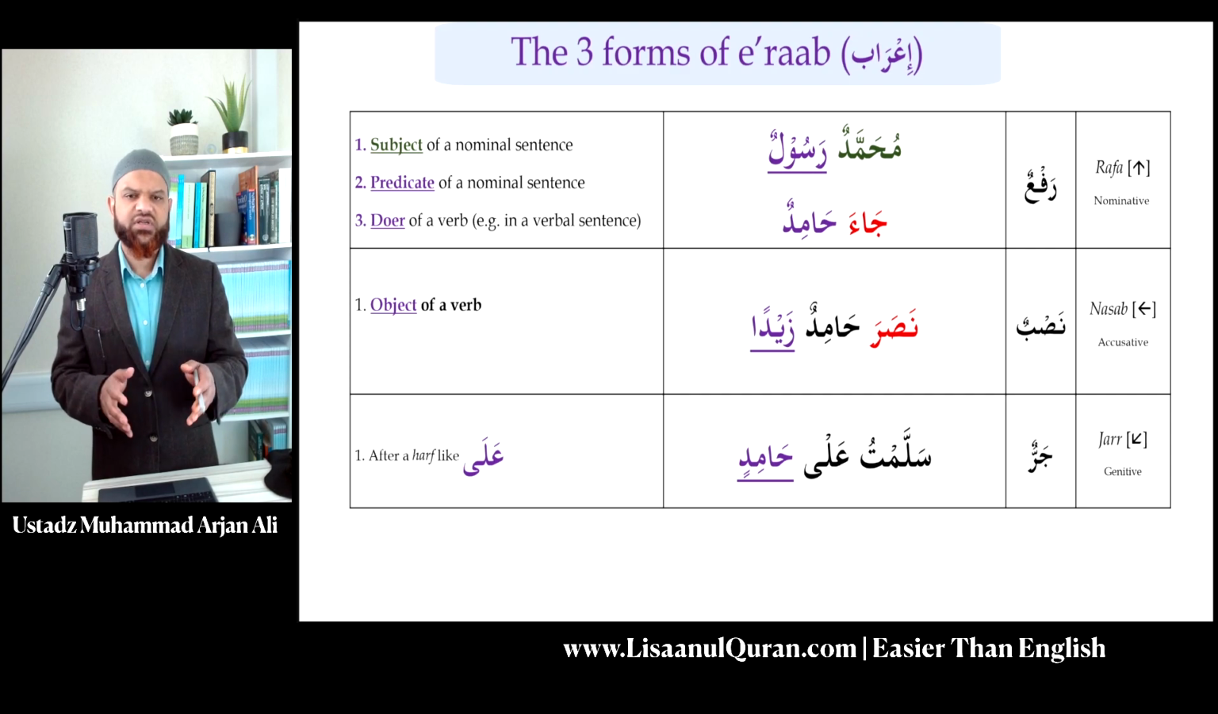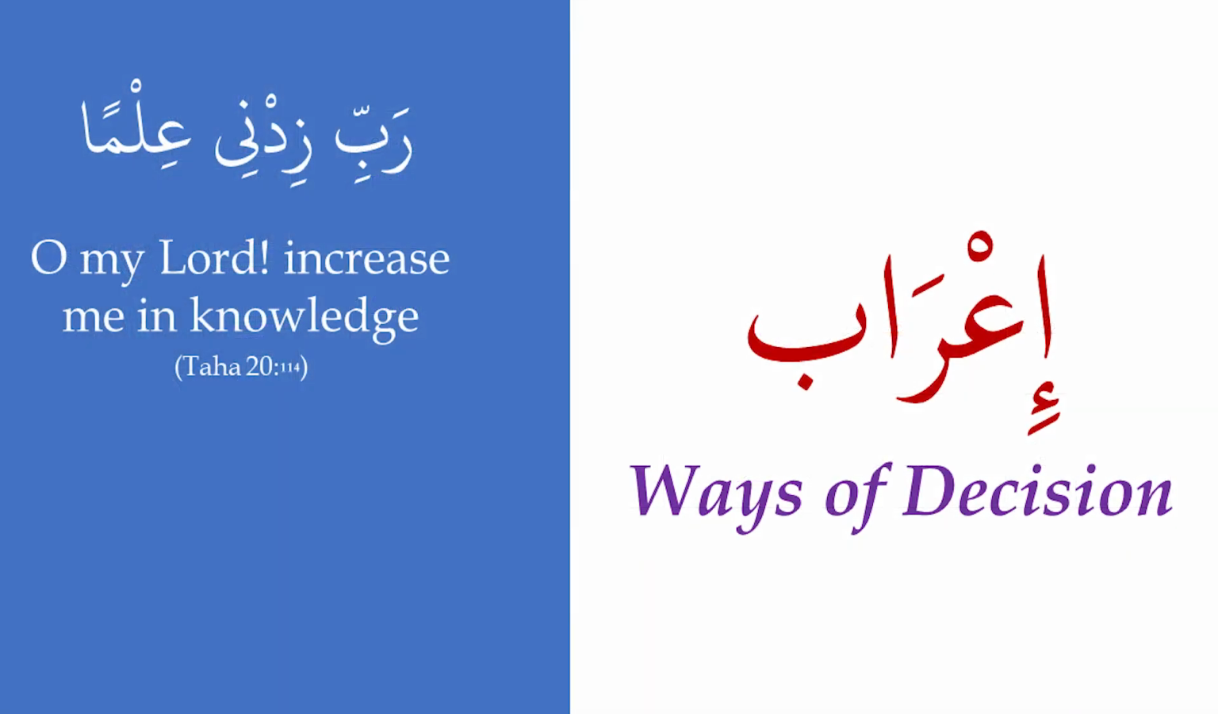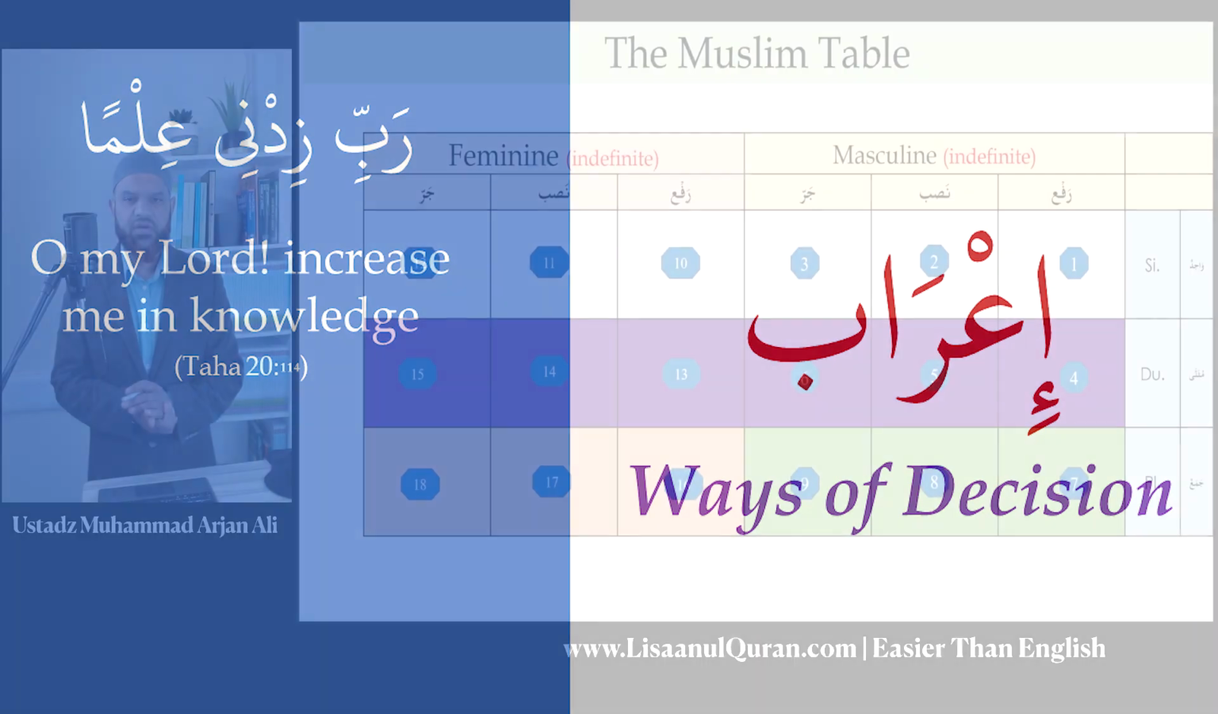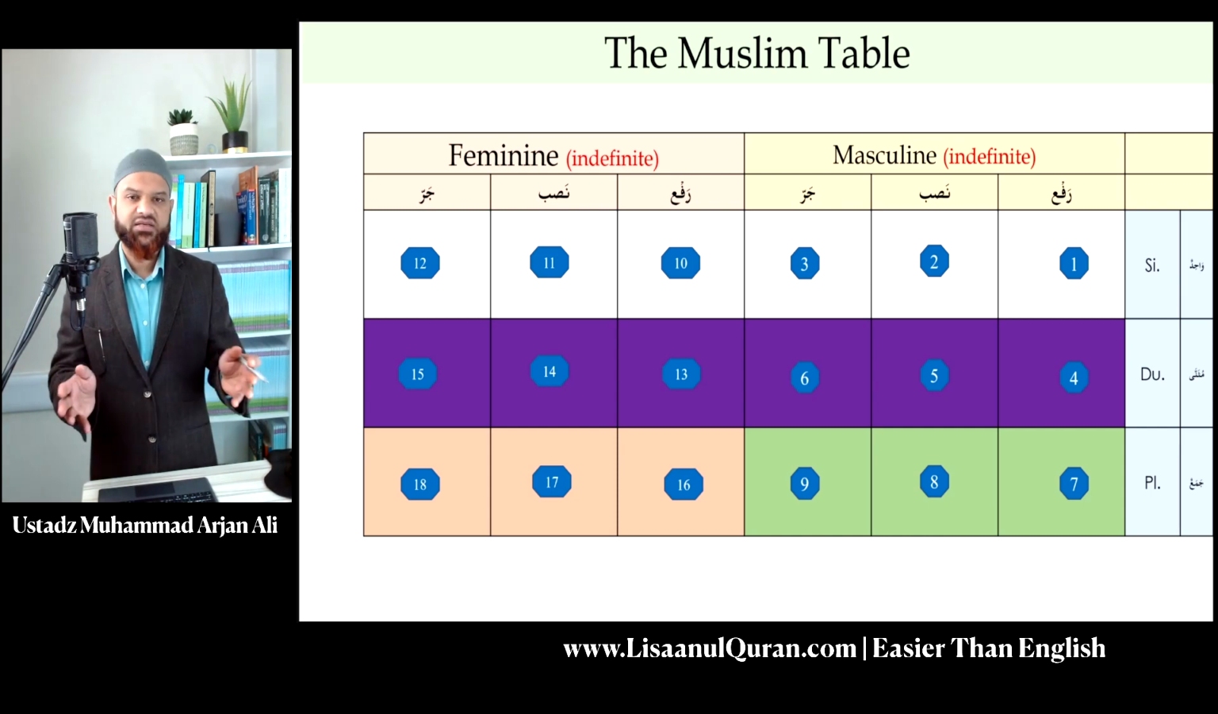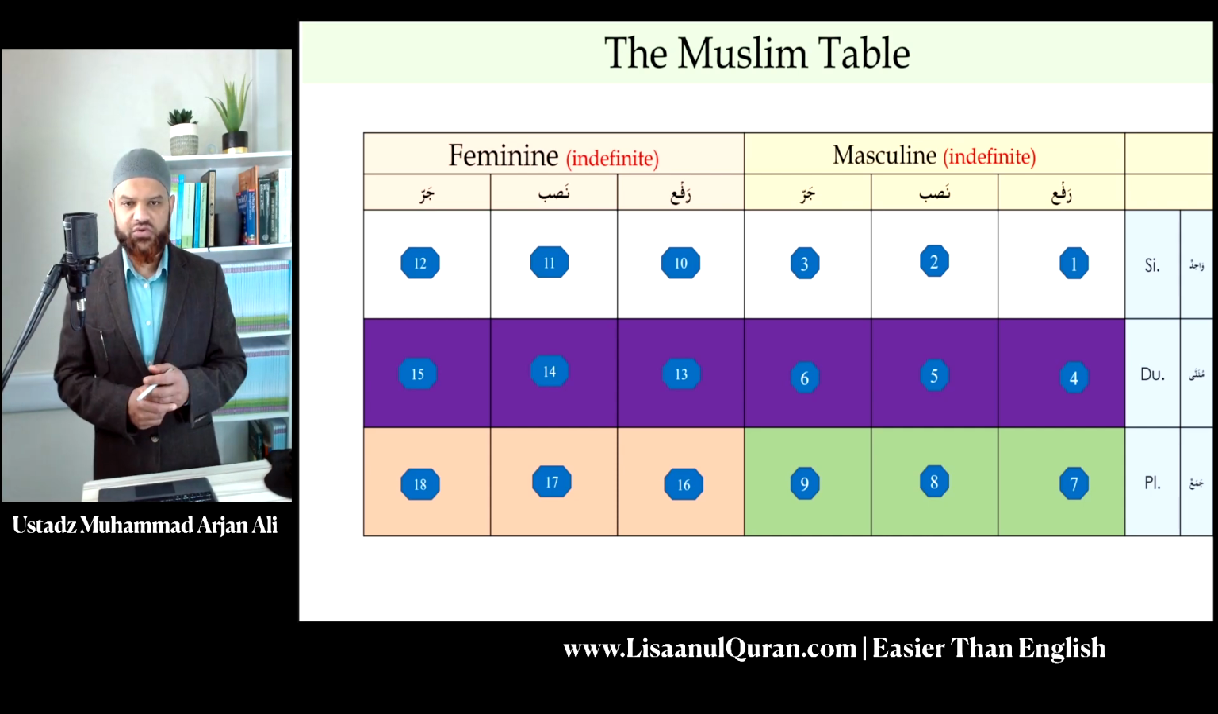Of course, we've also looked at the duals and plurals. We look at the Muslim table for those, I'rab, the different ways of declension. You should be now very familiar with the Muslim table. You can produce 18 words from any list of words that I give you which conform to this table.